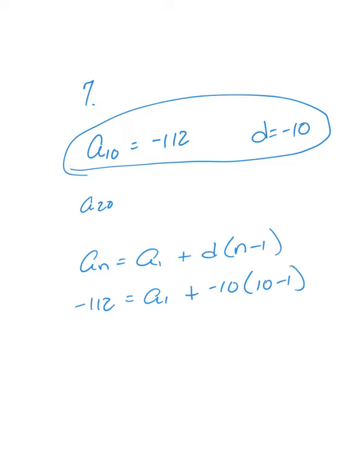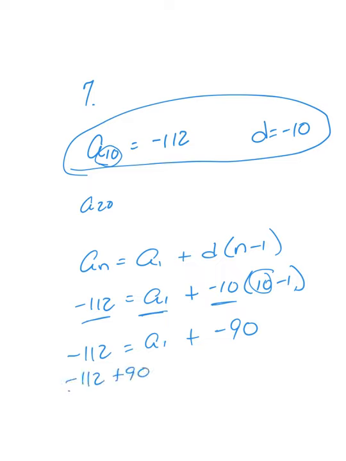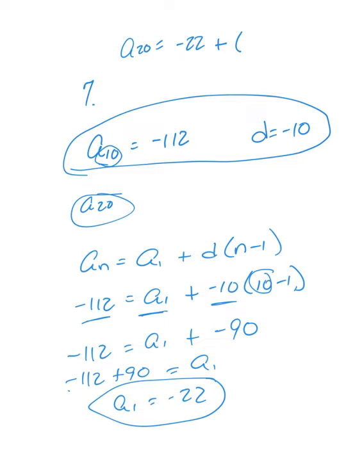Now, everybody make sure you understand where I got what I got. If I start with A10, N is 10. Do you understand that? D is -10. They gave it to me. And I want to find A1 if they're giving me A10. So I have -112 equals A1 plus -10 times 9, which is -90. Got it? So -112 plus 90 equals A1. A1 equals, what's that, -22? Now if I have A1, I can find A20.